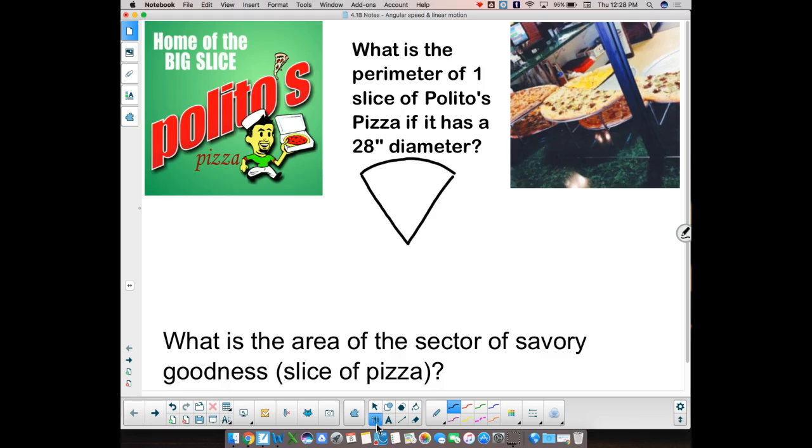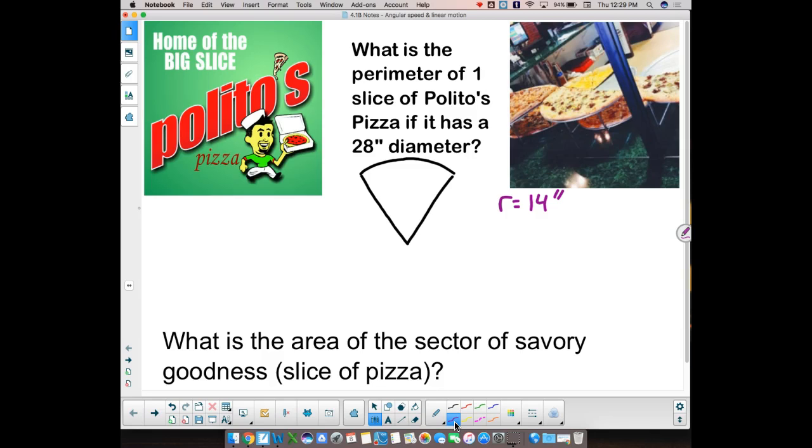So, if my diameter is 28 inches, what's my radius? 14 inches. Okay. So we got that going for us. I want perimeter. Perimeter is what? In general, what is perimeter? What's the concept of the perimeter? Figure. Around the outside. Distance around the outside.